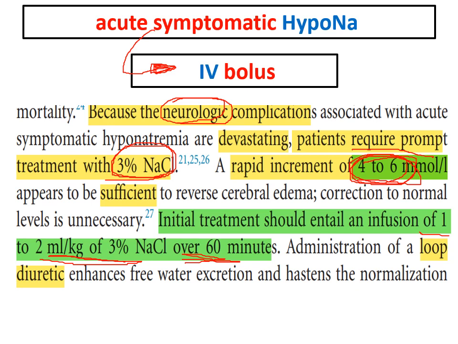And usually the most common amount of fluid given is 150 mL of hypertonic saline. So again, in a patient with acute and symptomatic hyponatremia, we start by IV bolus of hypertonic saline, around 150 mL over 30 minutes, or hypertonic saline at a rate of 1 to 2 mL per kg over 60 minutes. We can give a low dose of loop diuretic to enhance the water excretion.